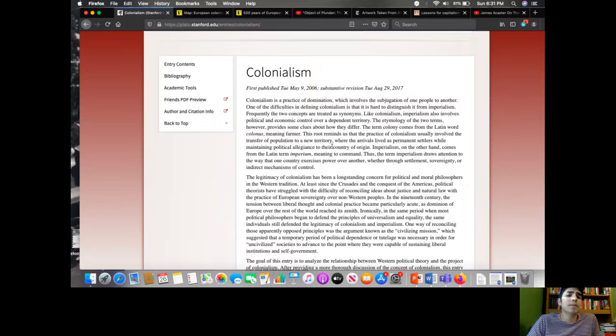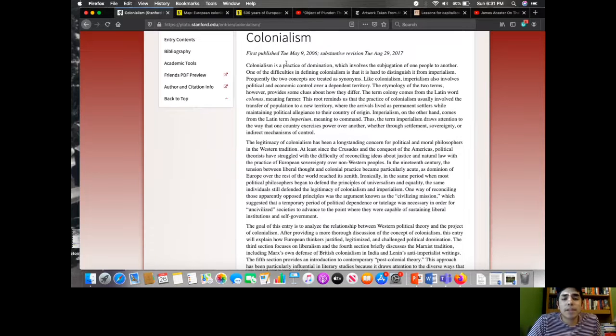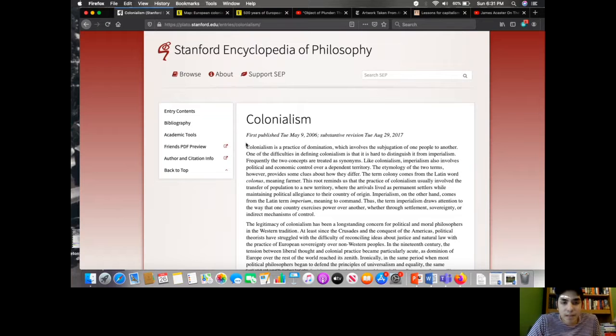European colonialism and imperialism really leaves no part of the globe untouched. I'll show you a couple of cool maps explaining that. But first, I want to define what colonialism is. Colonialism is a practice of domination. This is from the Stanford Encyclopedia of Philosophy.